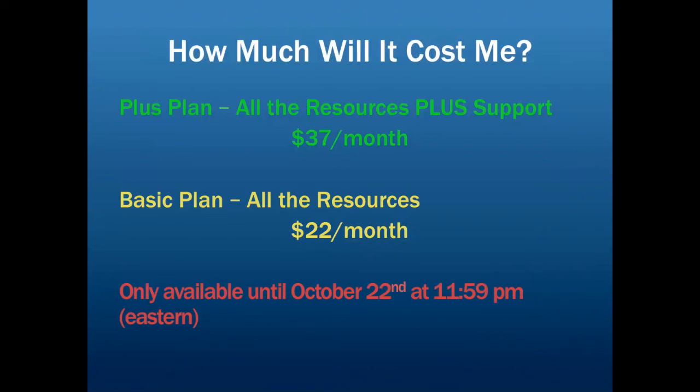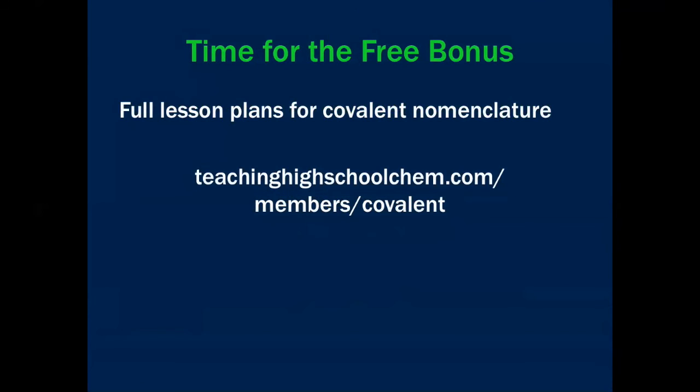And to kind of give you an idea of what you're looking at, what the plus plan looks like is what you're getting from me. If you go to teachinghighschoolchem.com/member/covalent, this is the covalent page from my membership site. You'll see I have a section on prerequisites, a little quiz to make sure you know what you're talking about before you teach the lesson, and then a general pacing guide, and then all of the resources. The only resource you do not have on this free version of the covalent nomenclature unit is the keys. I do not have the keys because this is a public access page, meaning anybody who has this web address can access that page. They don't have to be a member, which means students could access that page.